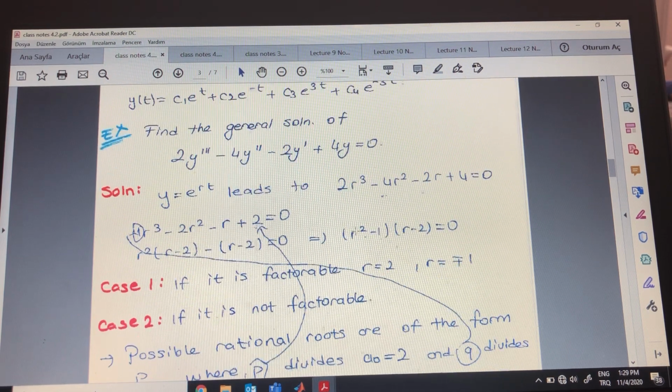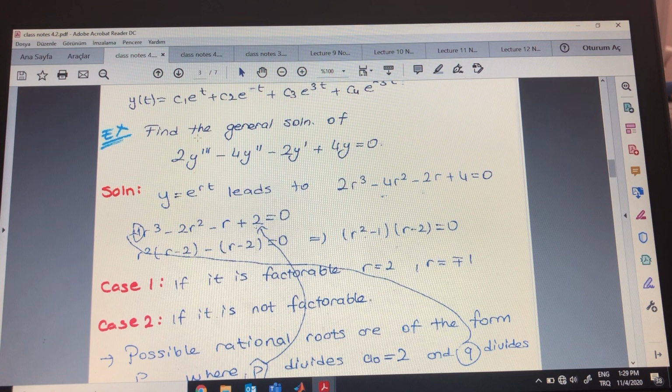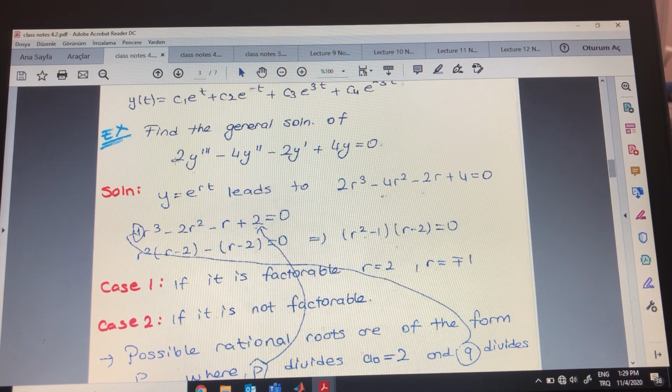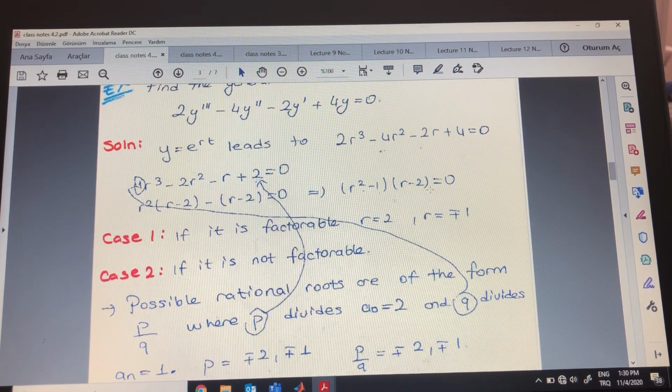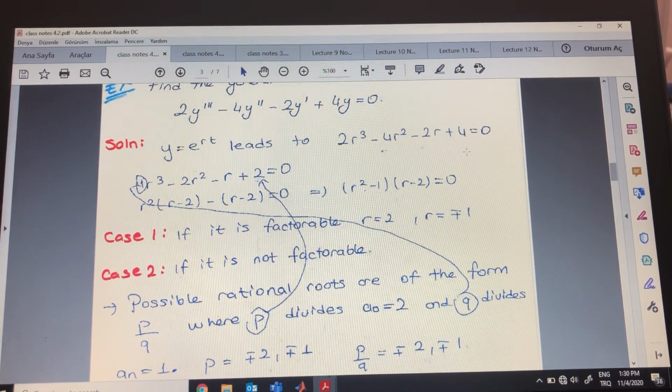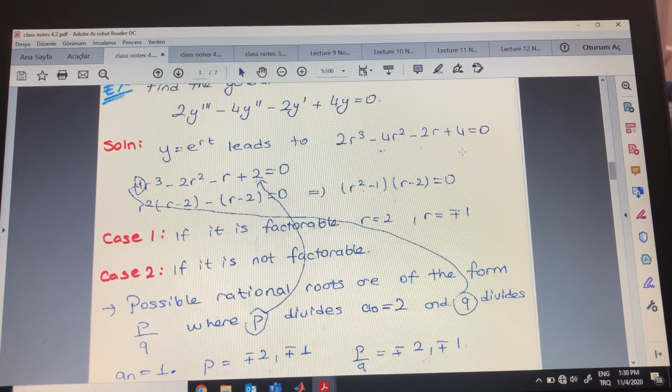This is another example. Now we have a third order differential equation. You know what order means. Order means the highest derivative inside the equation, and here you go, this is 3. That's why we have a third order differential equation, and we can write the characteristic equation as 2r cubed minus 4r squared minus 2r plus 4 equals 0. So this is a third order polynomial, and we need to find the roots of that.